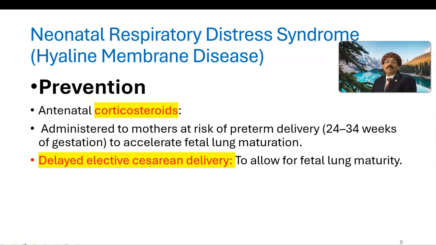Prevention of hyaline membrane disease or neonatal respiratory distress syndrome. Antenatal corticosteroids administered to the mother at risk of premature delivery, at 24 to 34 weeks of gestation, to accelerate fetal lung maturation. The steroid will accelerate fetal lung maturation. Delayed elective caesarean delivery to allow for fetal lung maturity.